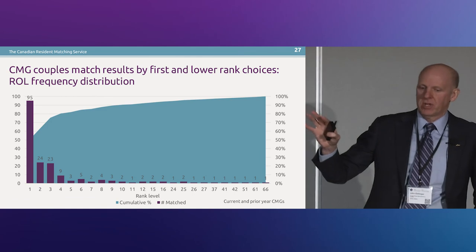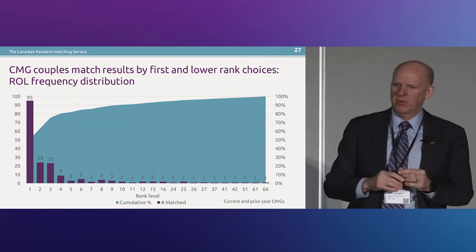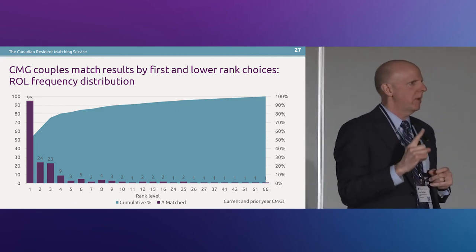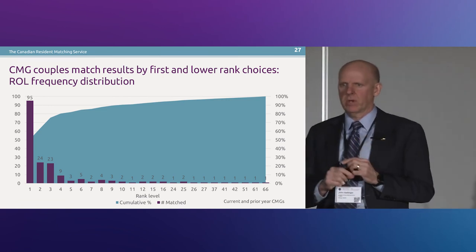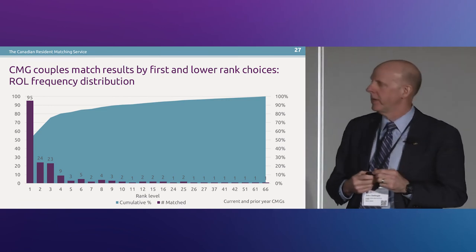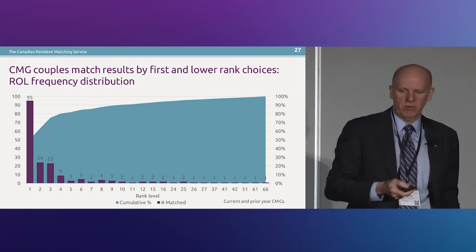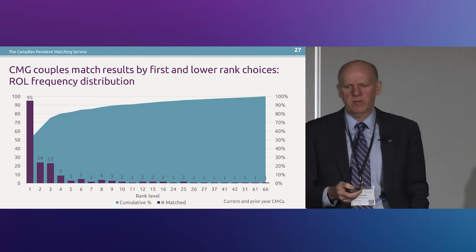So this is the couples match. A very similar view in terms of its distribution. An N of 111. There was one couple who didn't match this year. Many years it's 100%, but this year one couple did not match. So 110 of 111 matched. Similar frequency distribution as in the individuals.